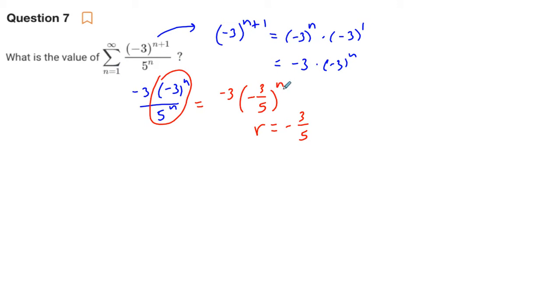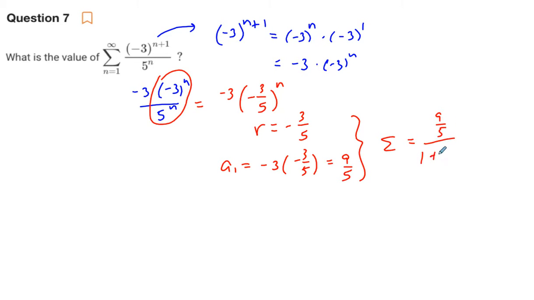Put in my 1 here, and I get a first term of negative 3 times negative 3/5. And my first term this time turns out to be 9/5. We put these two things together with our formula. The geometric infinite sum, first term, divided by 1 minus a negative, so 1 plus 3/5. That's 9/5 divided by 5/5 plus 3/5, 8/5. The 5's cancel, 9/8. The answer here would have been 9/8.